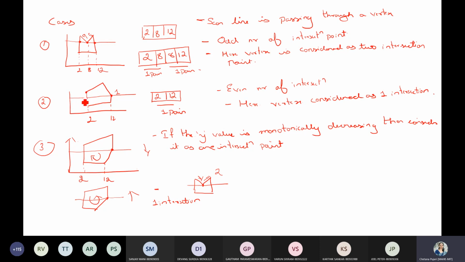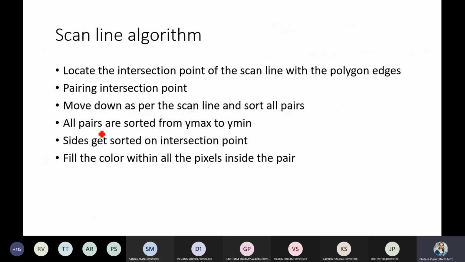I showed this for one scan line. Similarly, you will have a second scan line, like that. Go on with every scan line one by one, find the intersection points at each scan line and sort them in order. Once all pairs are sorted from Ymax to Ymin, because we are scanning from top to bottom, right? Once you are done with the scanning from top to bottom and have sorted in that order, you sort all the sets with respect to the intersection points.